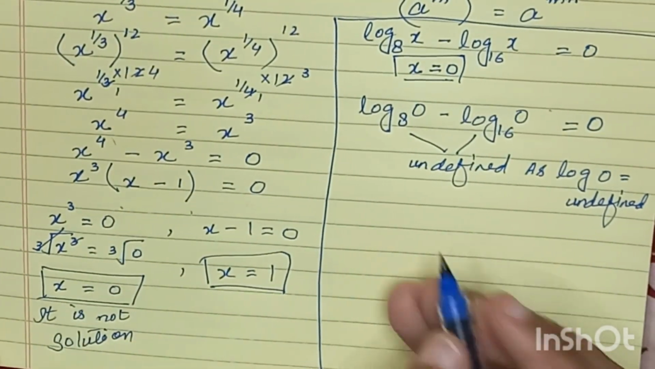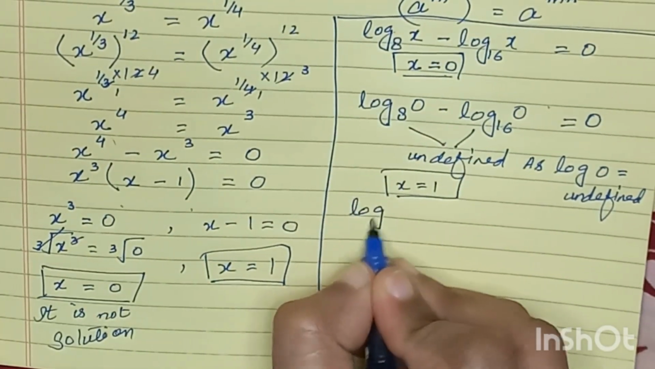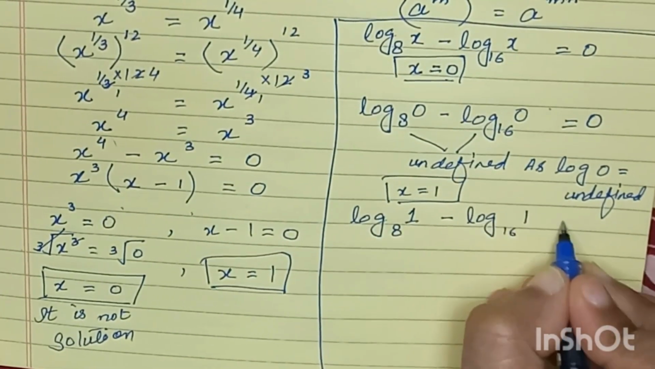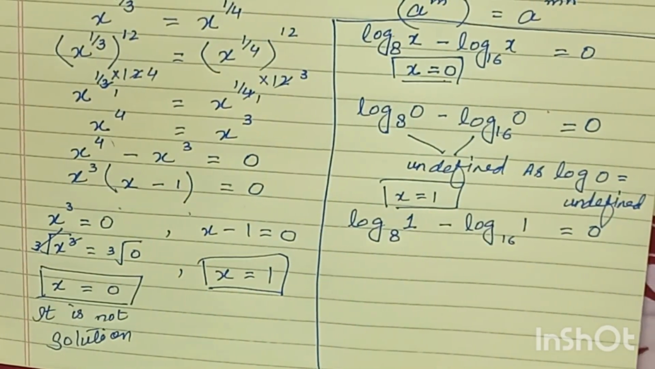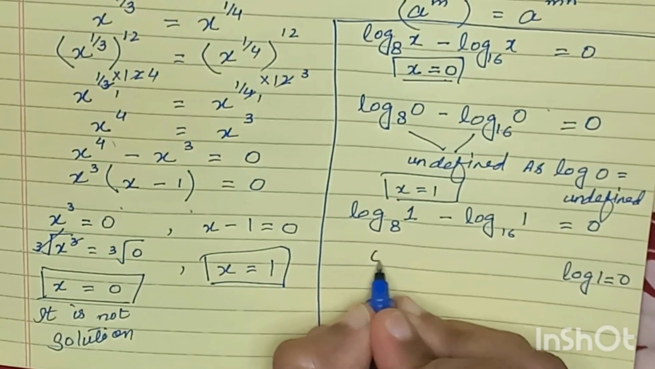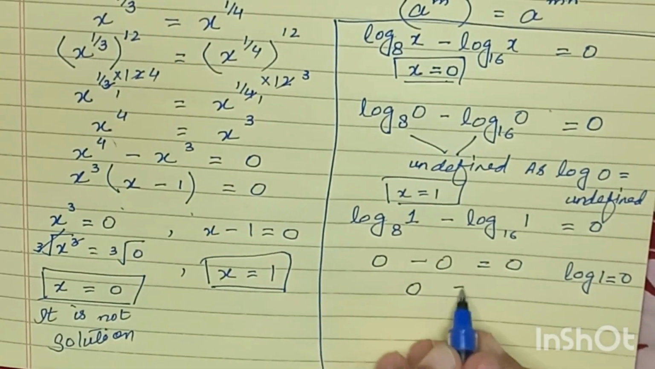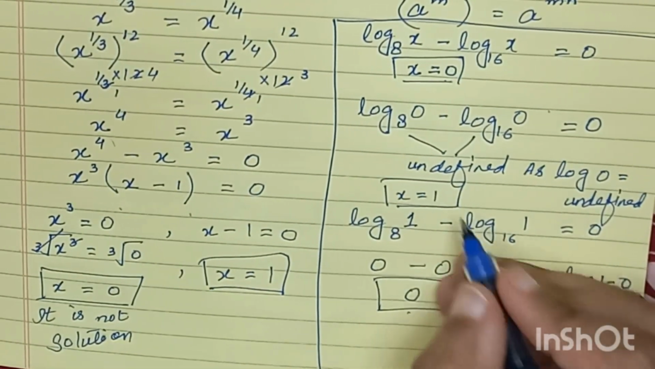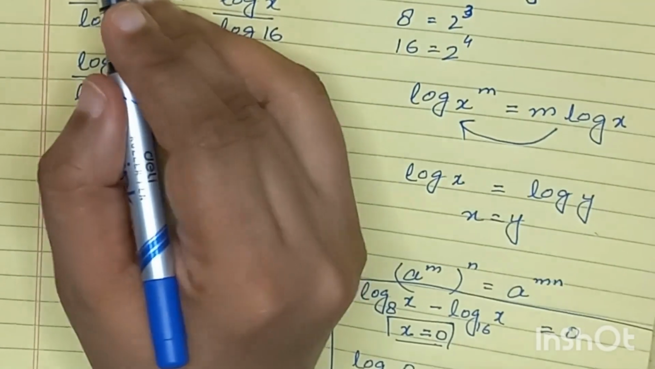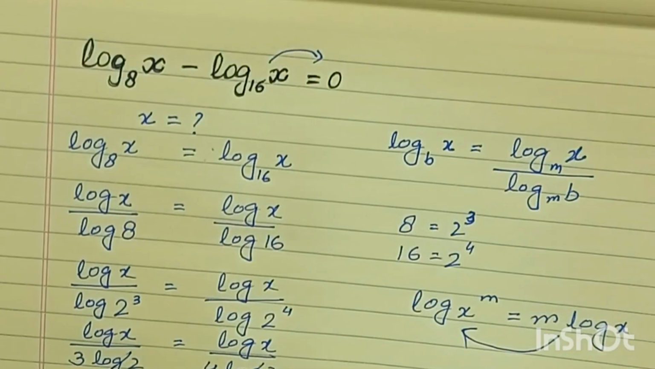So we will check for x is equal to 1. So it will become log of 1 base 8 minus log of 1 base 16 is equal to 0. And log of 1 is equal to 0. So it will become 0 minus 0, which is equal to 0. So the value of x is equal to 1 satisfies our given equation, which is log of x base 8 minus log of x base 16 is equal to 0.